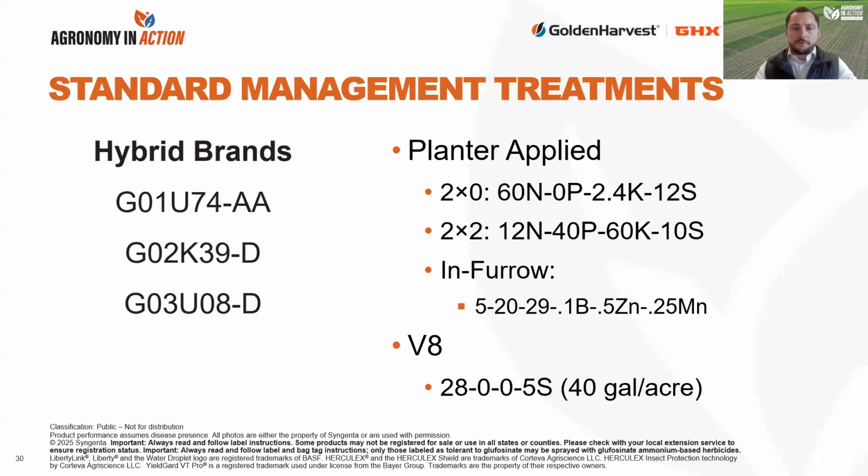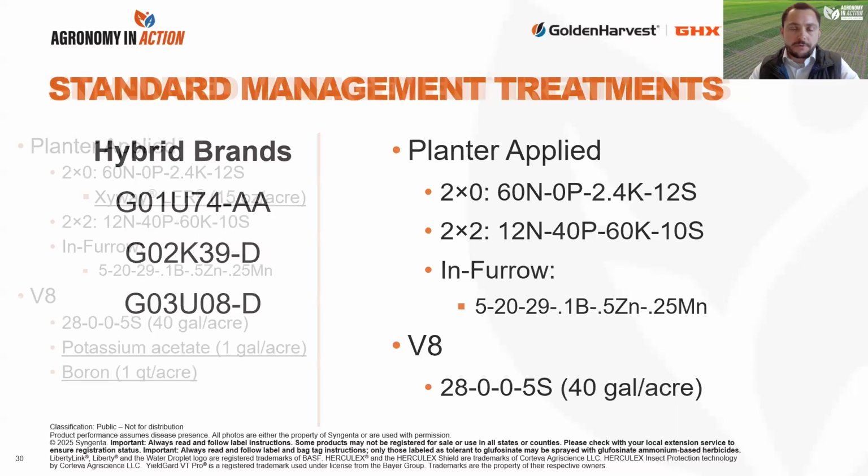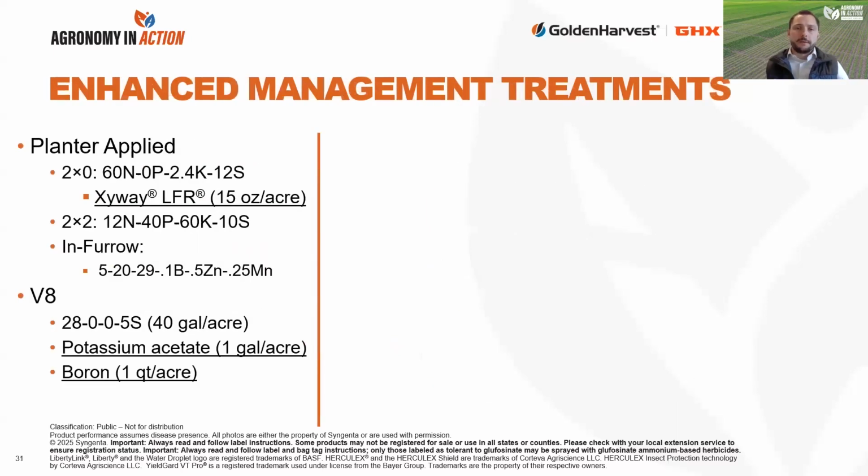So all in all, we're sitting around 190-ish pounds of nitrogen for what we would call a standard. We feel for this given area where we did this trial, that was very comparable to what growers in the area do. Then we came back in with what we call our enhanced, where we start to do a little bit more. The soils in this area have problems with fusarium, and crown rots are a big issue. So we put in the Xyway product in the 2x0 band.